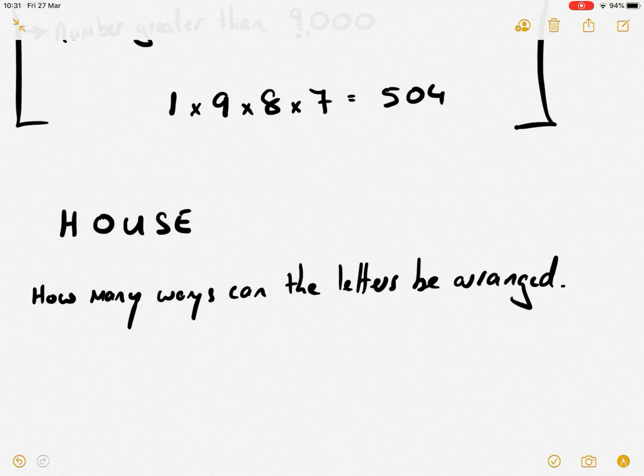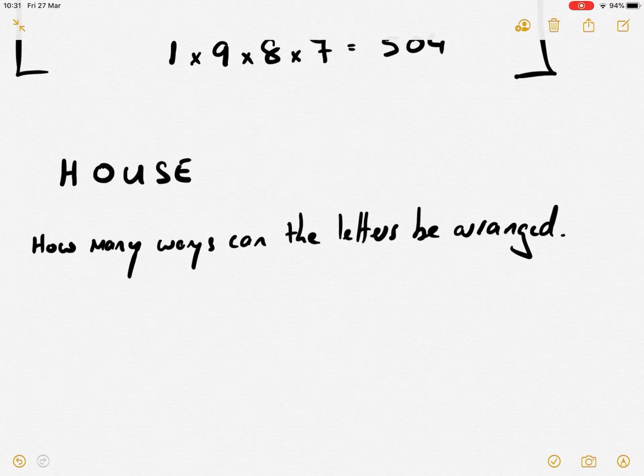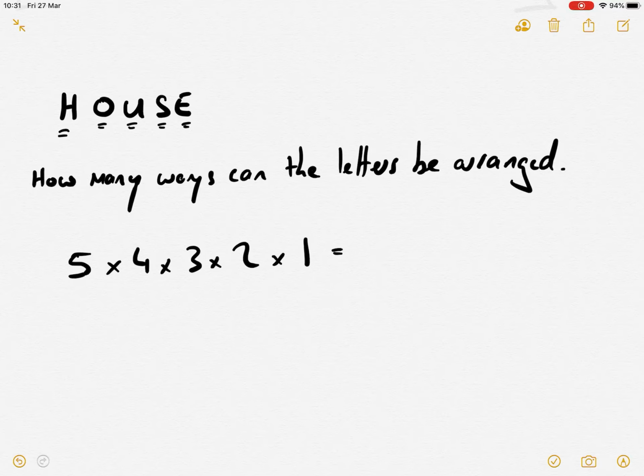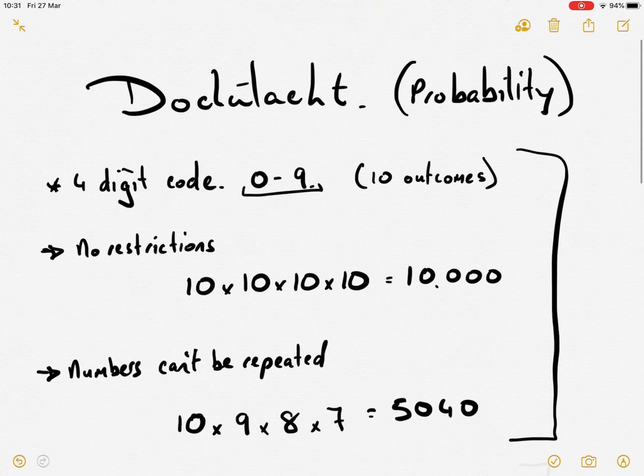And again, you're only looking at this through the light of how many outcomes. So it's 1, 2, 3, 4, 5 different letters. So my outcomes will be 5 by 4 by 3 by 2 by 1. Throw that into your calculator to get your answer, which is equal to 120 outcomes. So that is your fundamental principle of counting.